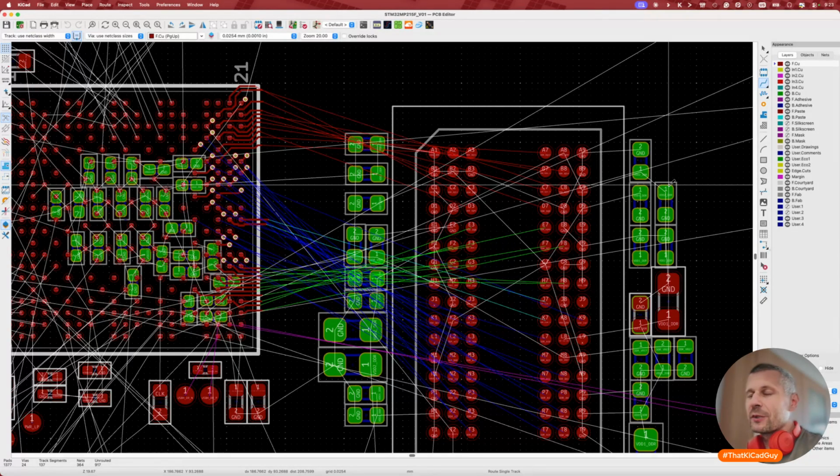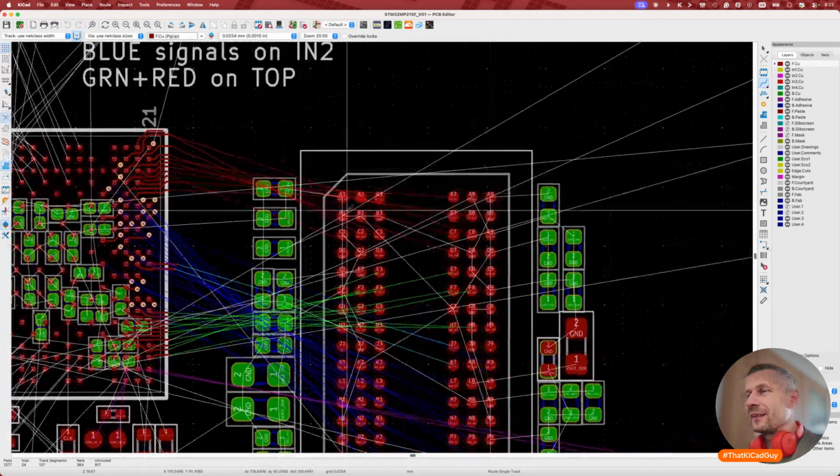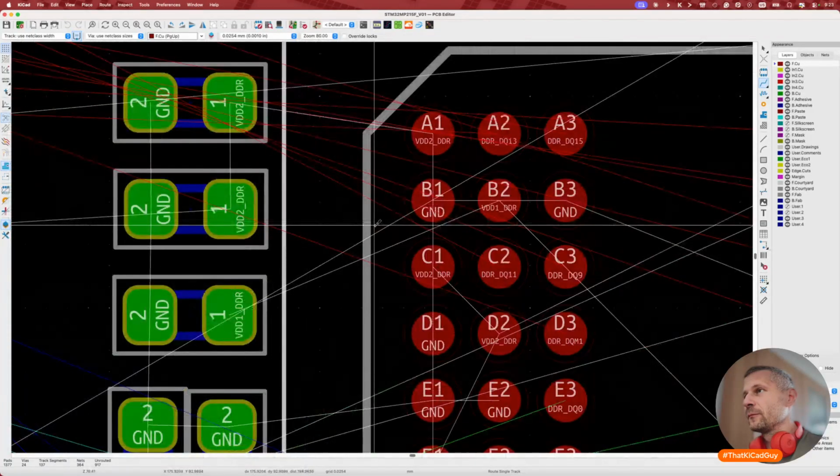So I wanted to say that to be able to route the tracks, I would need to fan out the BGA package of the DDR module as well. At least the ground nets.